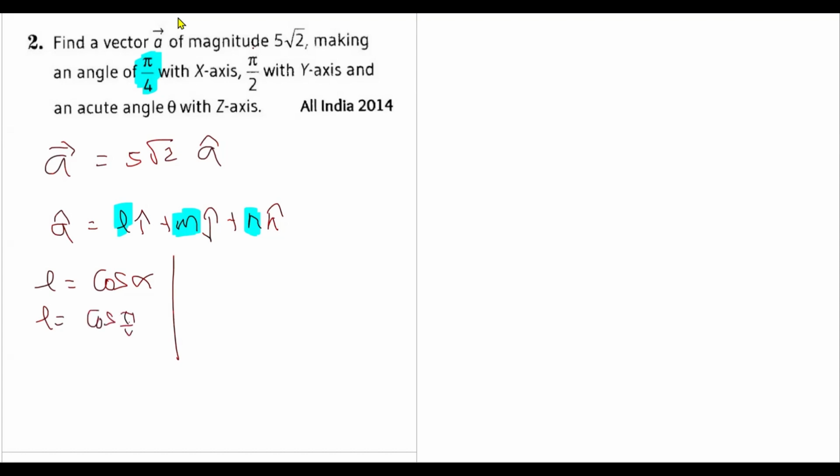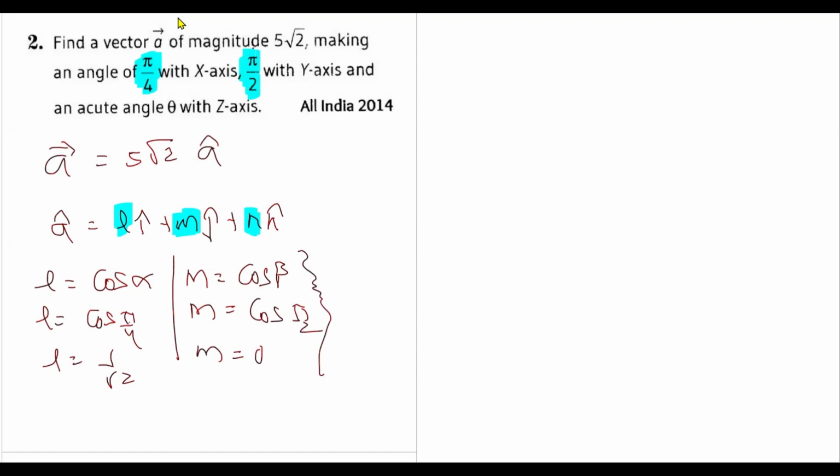Cos pi by 4 is cos 45 degrees, which is 1 over root 2. And if I get m, which is cos beta, and beta is as per the question pi by 2, and cos pi by 2 is cos 90, and cos 90 is 0.